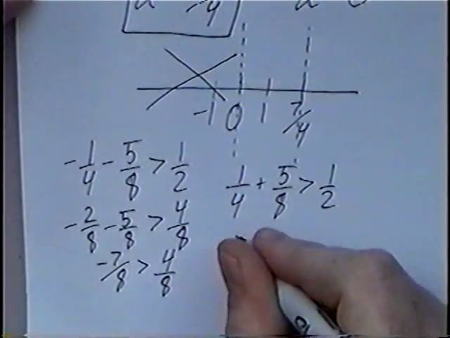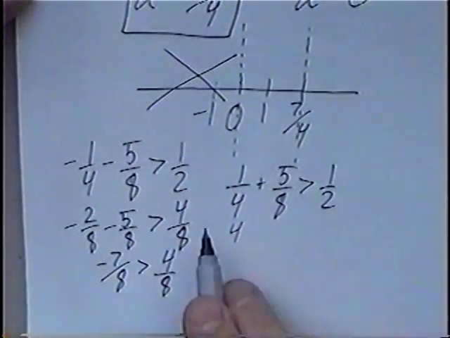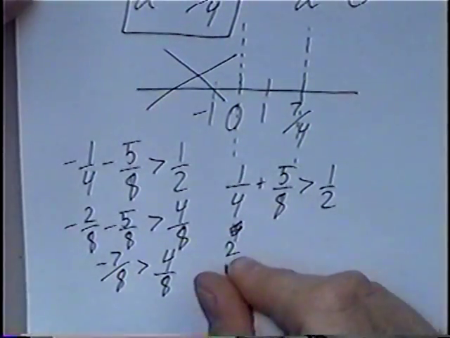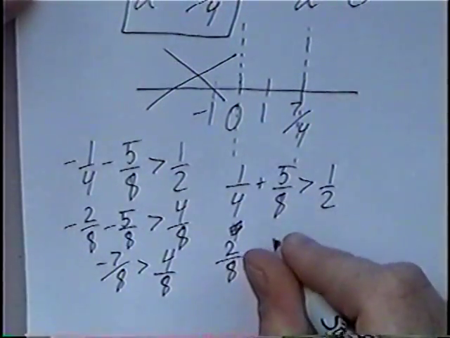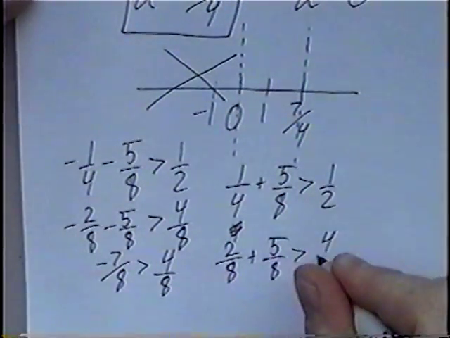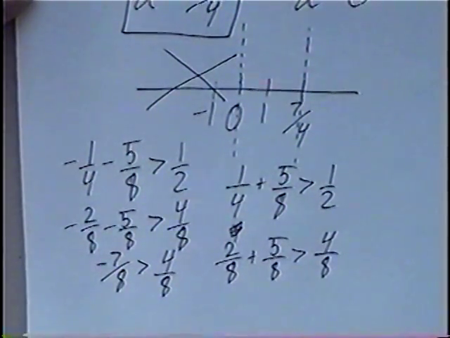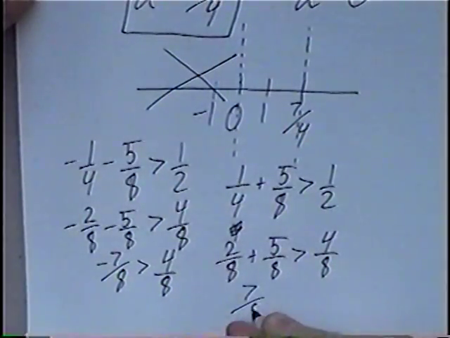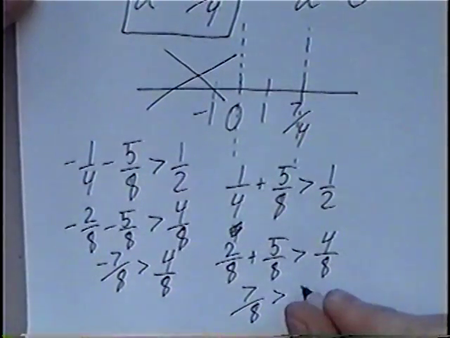Getting common denominators again. 1/4 is the same as 2 over 8, plus 5 over 8, and 1/2 would be 4 over 8. Adding the fractions, we'll have 7 over 8 is greater than 4 over 8.